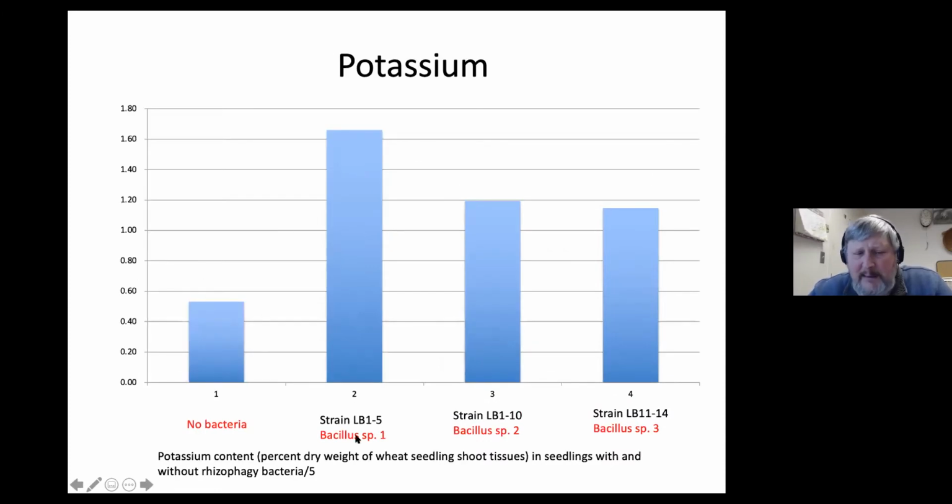Potassium, looks like for this Bacillus number 1, the second bar, you can see it's almost 3 times as much as you have in the control. So potassium, it makes a huge difference. And it's different depending on what bacterium you use. So all bacteria aren't equal. You can see this bacillus was much better than the others for potassium.